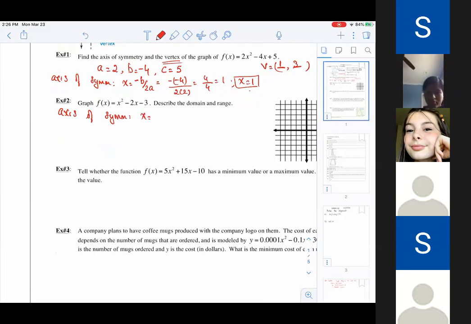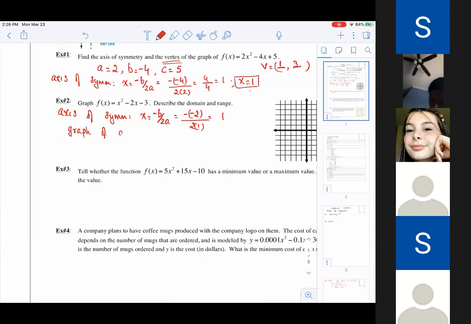X is equal to, can I hear from everyone? What is the axis of symmetry formula? -b over 2a. Correct. Plug it in. Axis of symmetry is 1. Okay. I want you guys to graph the axis of symmetry now.